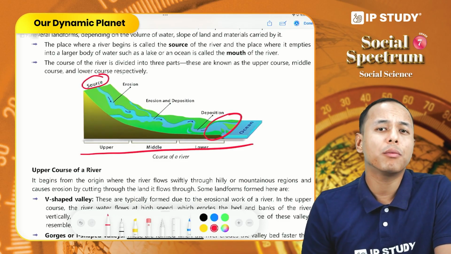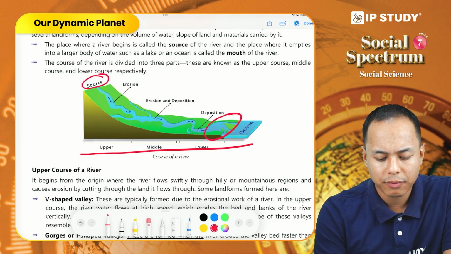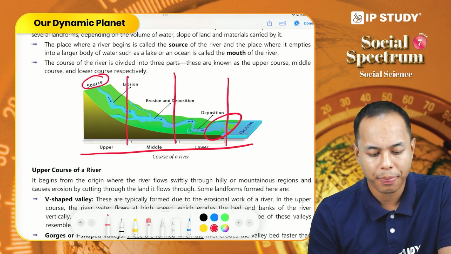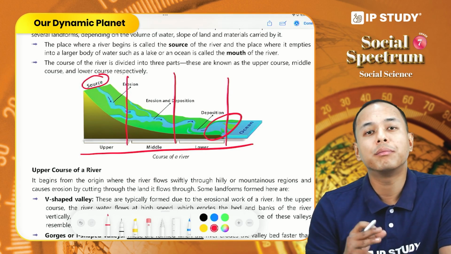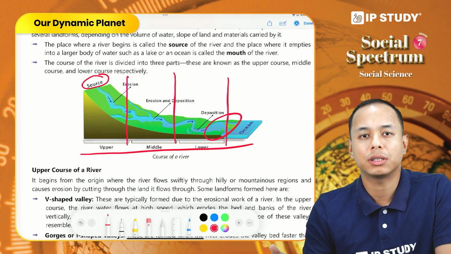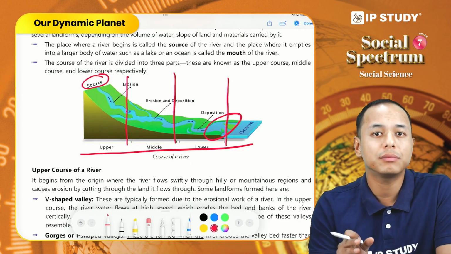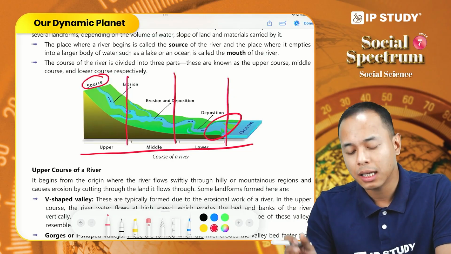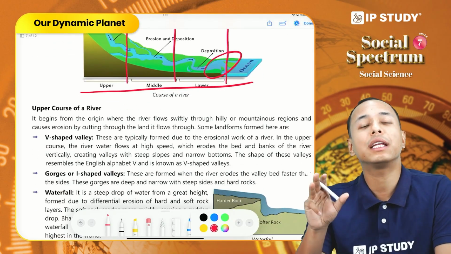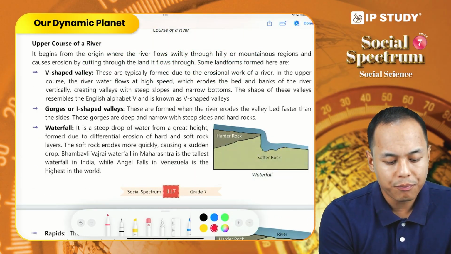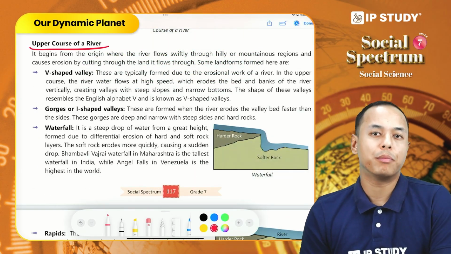When we talk about the course of the river, it is divided into three: upper, middle and lower. And the river creates different types of landforms in its different courses. In the upper course, it creates different types of landforms. In the middle course, it creates different types of landforms, and in its lower course, it creates different types of landforms. Now let us discuss the work of the river in its upper course.